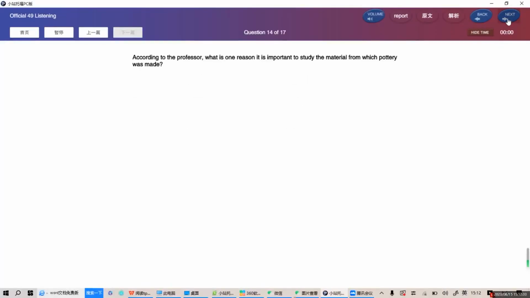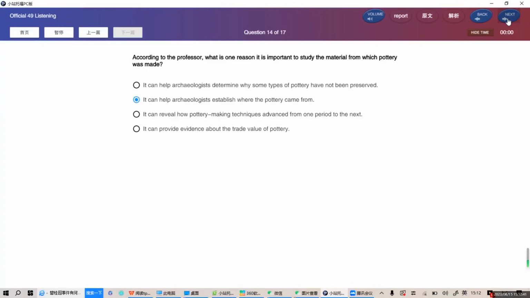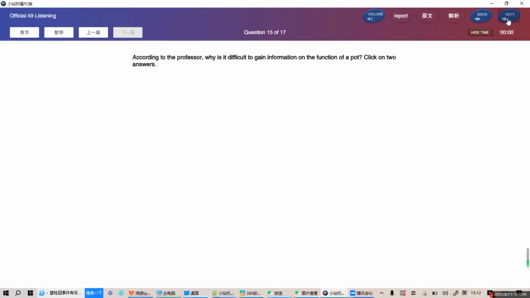According to the professor, what is one reason it is important to study the material from which pottery was made? According to the professor, why is it difficult to gain information on the function of a pot?